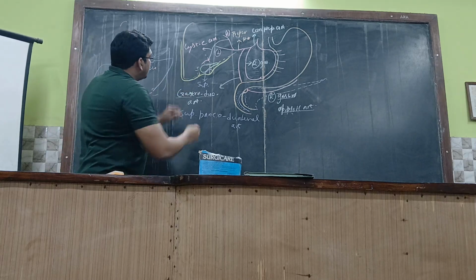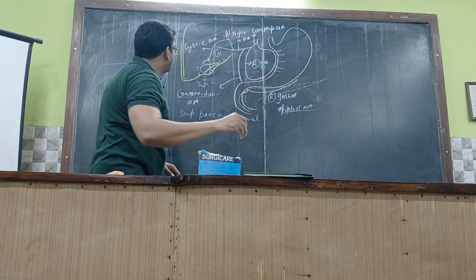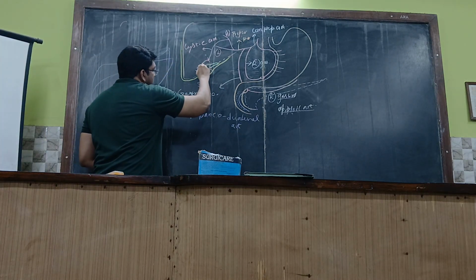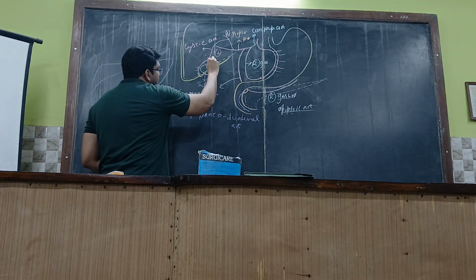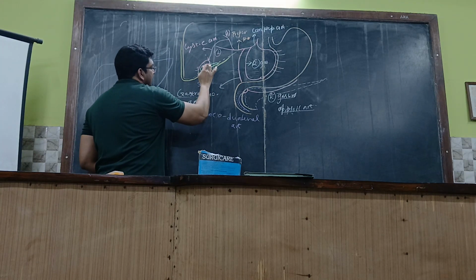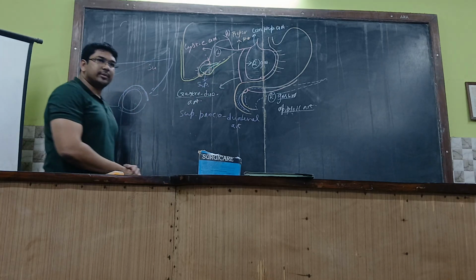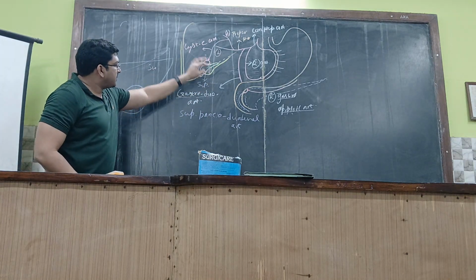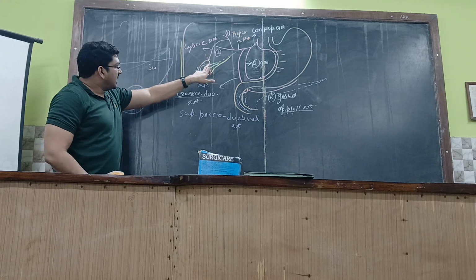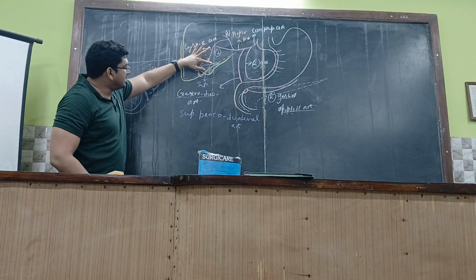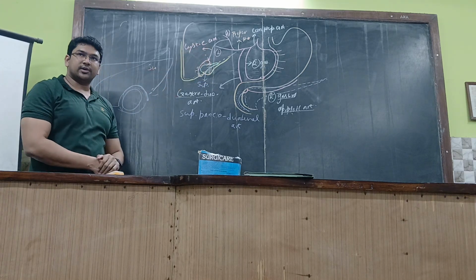So the branches which are going here: one is the superficial branch, which will be supplying the superficial part of the gallbladder, and one is the deep branch, which is supplying the deep part of the gallbladder. Understood, everybody? So this superficial part is supplied by the superficial branch of this cystic artery, and the deep branch supplies the deep part of the gallbladder.